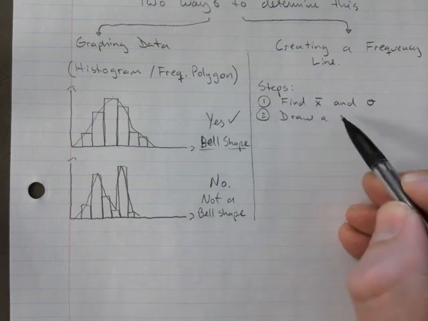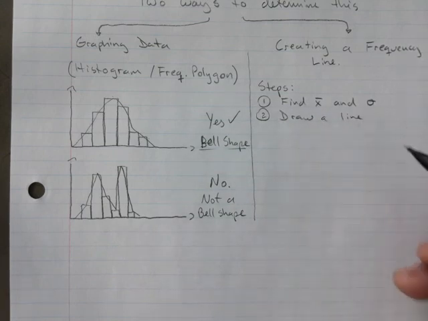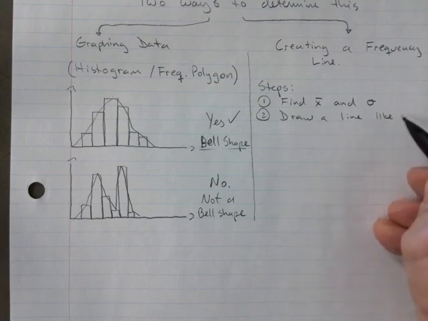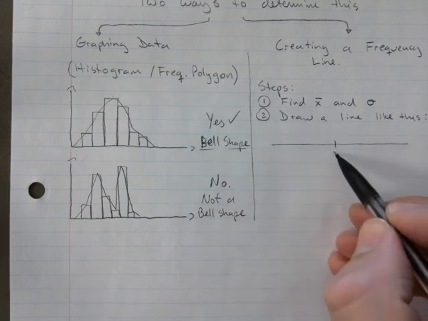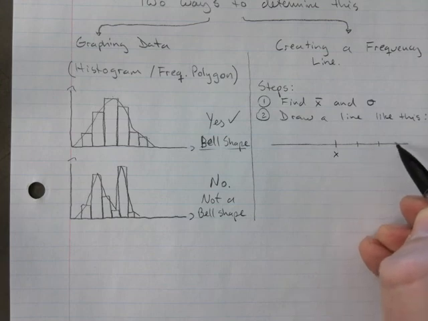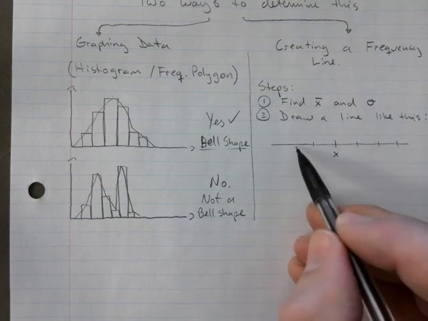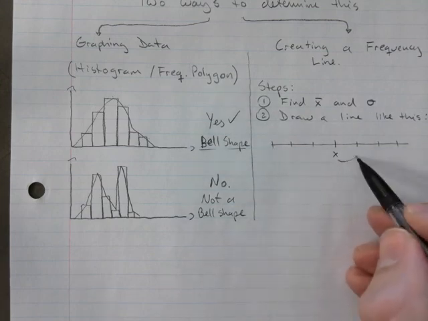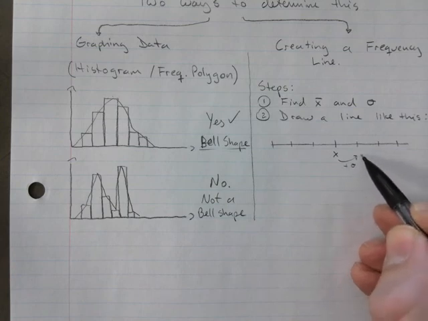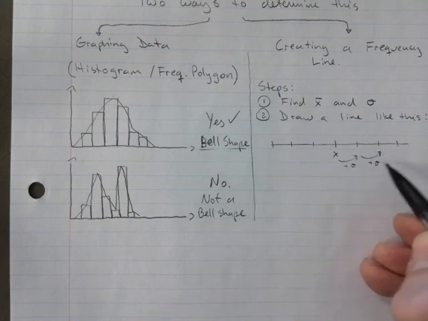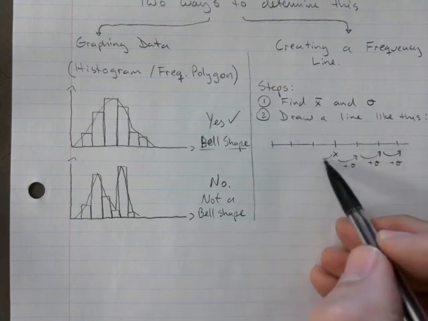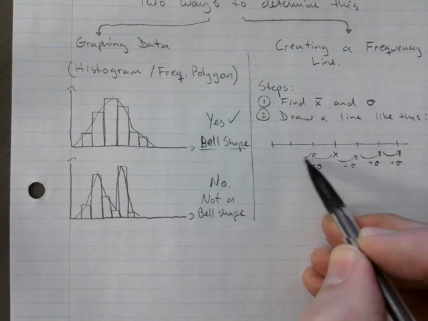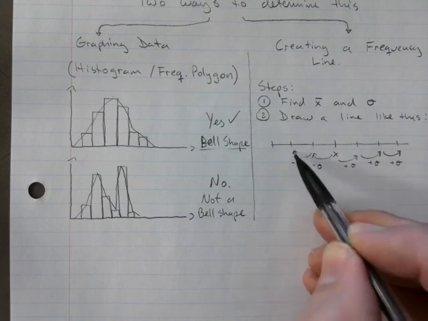Draw a line like this. Instead of explaining it, you draw a line like that. You have your mean in the middle. You go 1, 2, 3. No surprises there. 1, 2, 3. So you just keep on adding a standard deviation every time you move right, and you just subtract a standard deviation every time you move left.